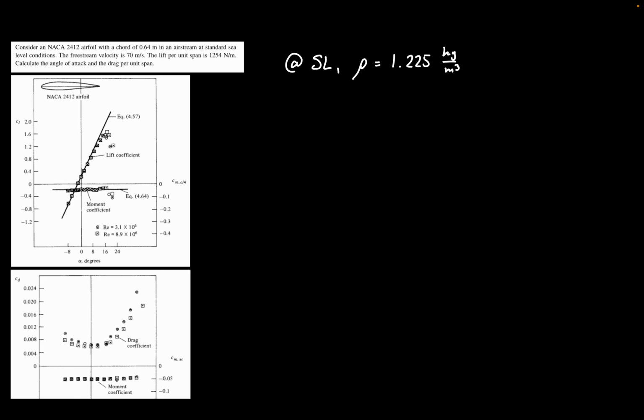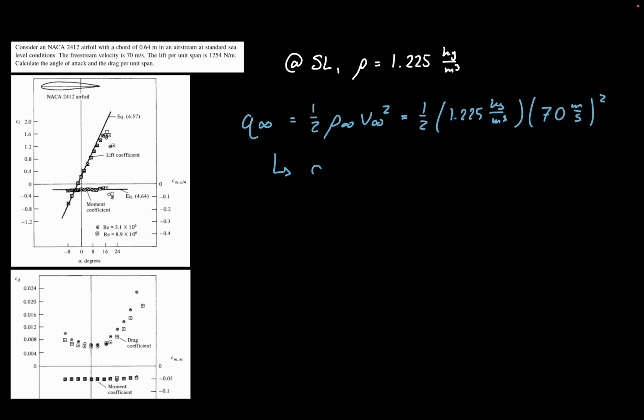Now this is important because our first step is calculating the dynamic pressure, denoted by q infinity, which is equal to 1/2 rho infinity V infinity squared. So we're given rho is 1.225 kilogram per meter cubed, and V infinity as 70 meters per second. So then the dynamic pressure will be equal to 3,013.5 pascals. So now the next step is to solve for the lift coefficient.